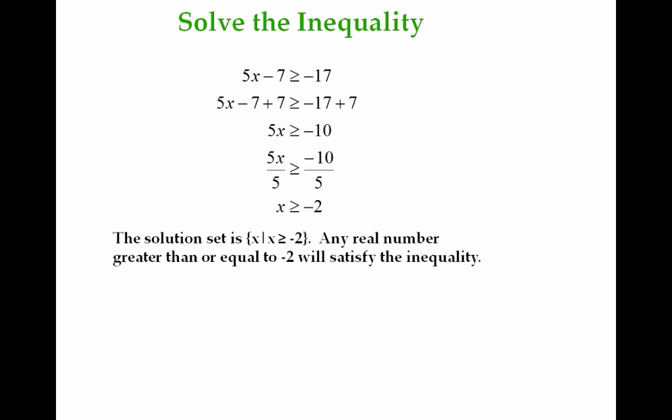Okay, so let's go and graph what this looks like first. So all the numbers that are greater than or equal to negative 2, right? So this would be 0, and that would be, let's say, negative 2 right there. So we want to include all the numbers greater than, so it would be all the numbers to the right of these, right? Okay, we'll go on with the interval notation.